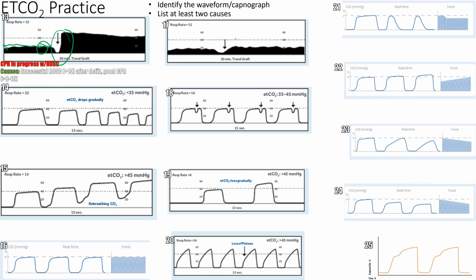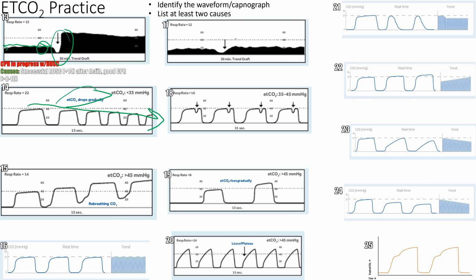It tells you right here. It's dropping gradually. Why? I'm thinking maybe the ETT was displaced. If it's fully displaced, it would just go away. So a decreased cardiac output for sure, right? Cardiac output's going down, down, down, and if it gets less than 20, we're trying to assess for a pulse. But also, this could be someone who's breathing fast, right?